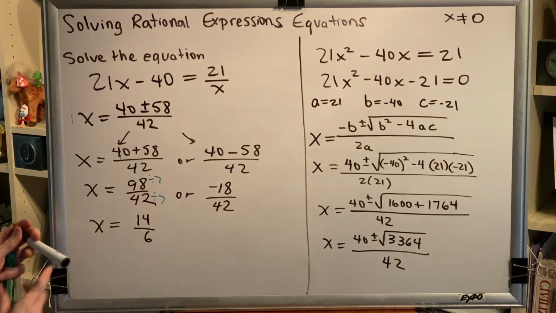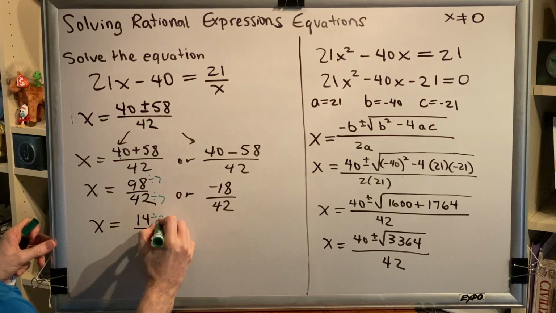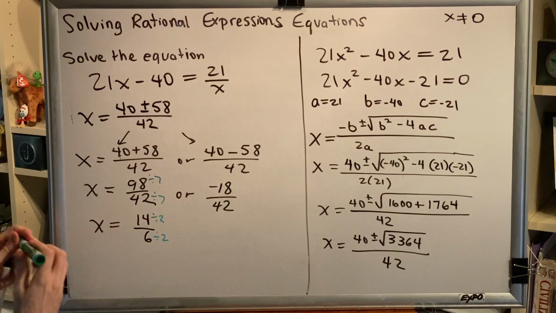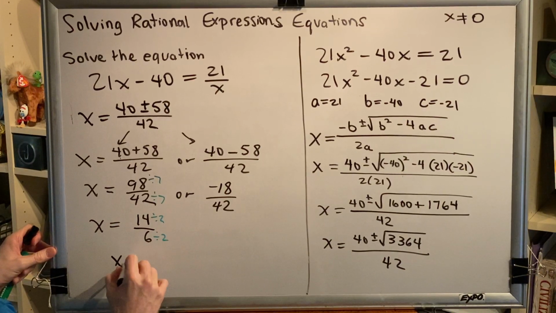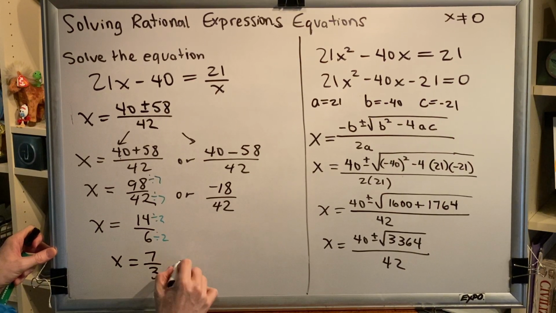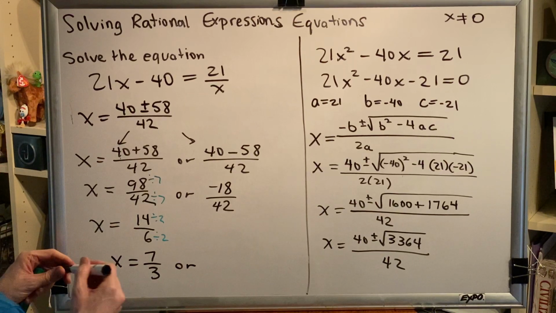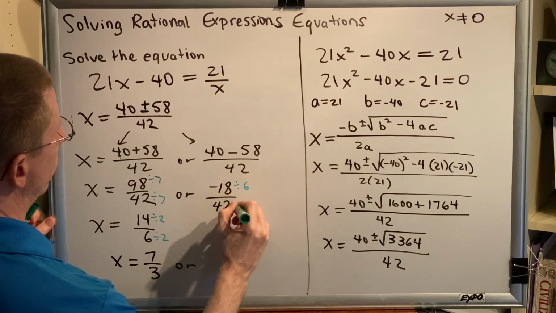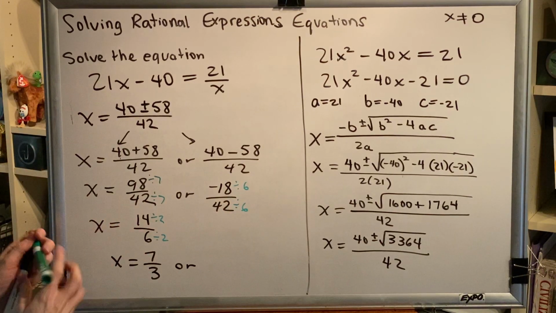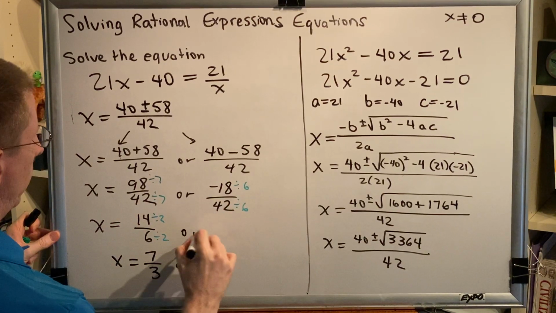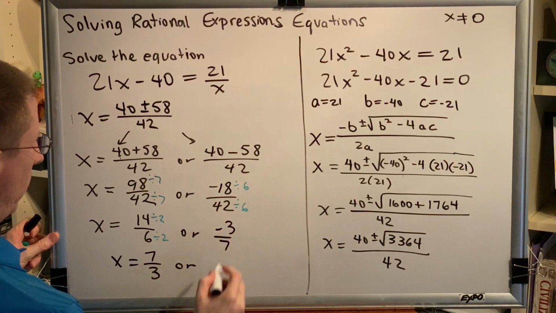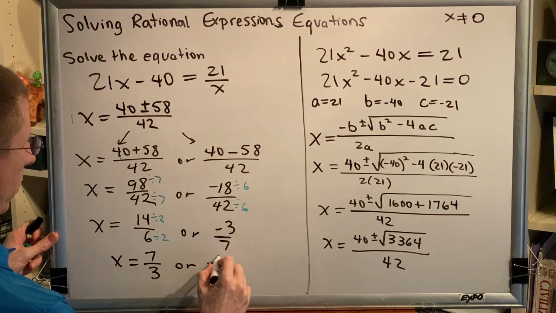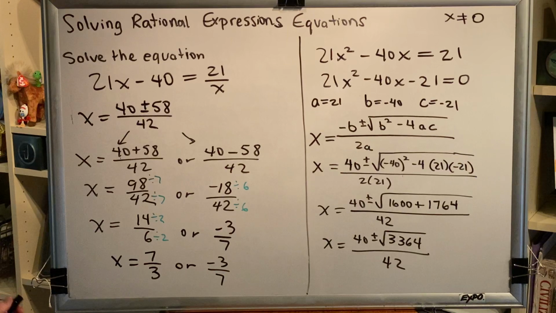There's still an even number in here. I can take out the 2. And so that's going to give me x is equal to 7 over 3. Or, all right, over here, 6 goes into both of these. So that's going to give me negative 3 over 7, which cannot be reduced any further. So I get negative 3 over 7.